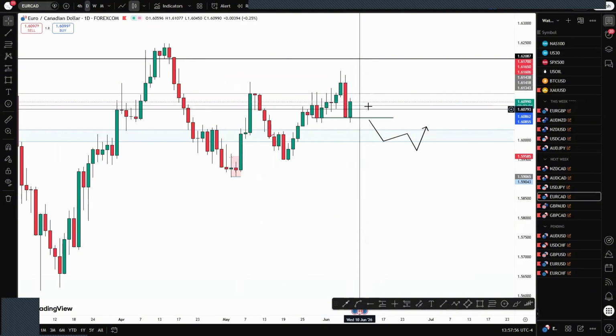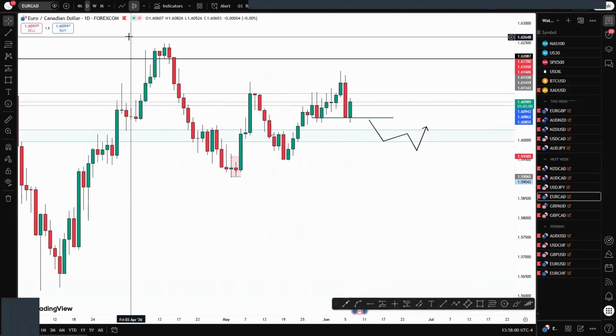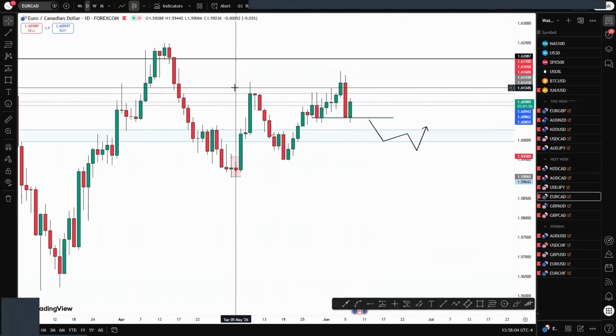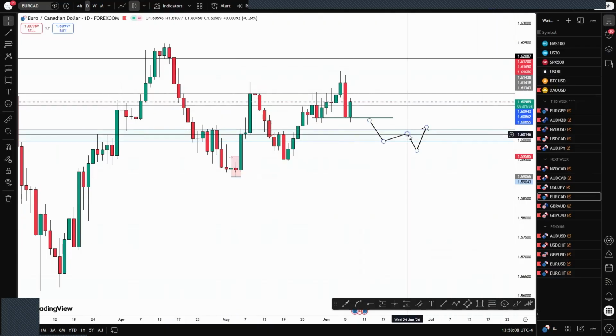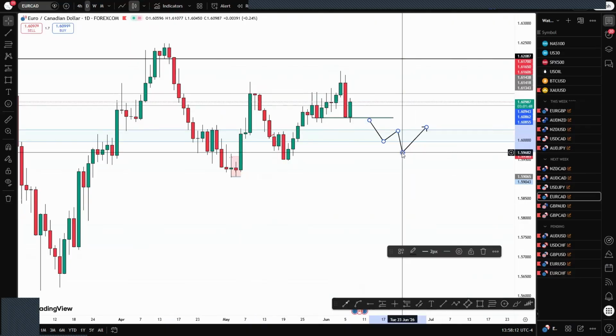EUR CAD, even if price does this, this won't make us buy. The weekly didn't close above this level, like I told you. So we only have to sell, buy when price is at this point. That's all for this week. Can't get that, then nothing.